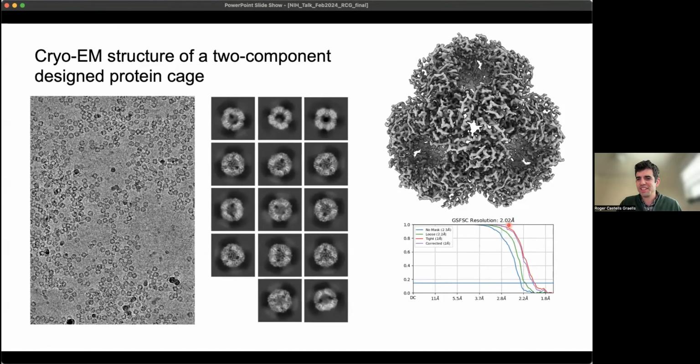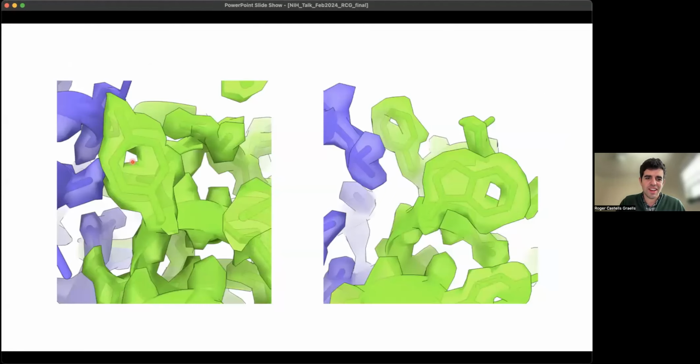The first thing that we did is, can we see some features in the side chains? The answer is yes. Here, it was quite exciting to be able to see, for example, holes in some of the side chains in the amino acids. It was like, wow, this is so cool.